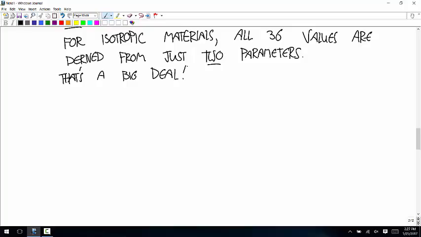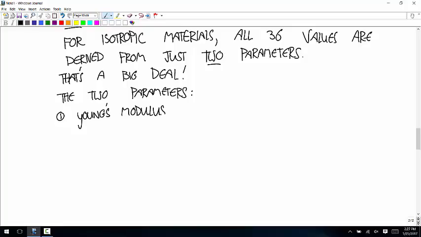The two parameters are Young's modulus, sometimes that's just called the stiffness, also known as the modulus of elasticity.